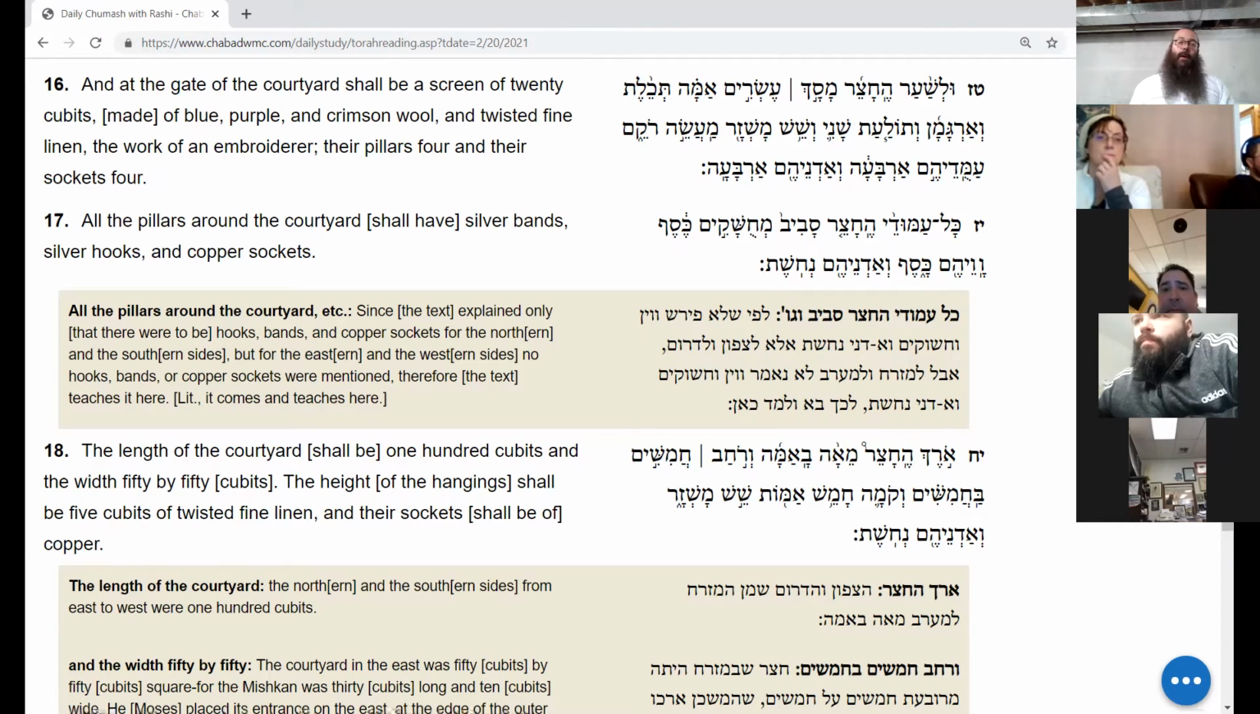Amudei Marba, Vadnei Marba, their pillars and their sockets, because it was, again, 20. If you have a 20-foot long, wide door curtain, it's going to be every 5 feet, which 20 divided by 5 is 4. So you end up having 5, 10, 15, 20. You end up having 4 pillars that they're standing on.